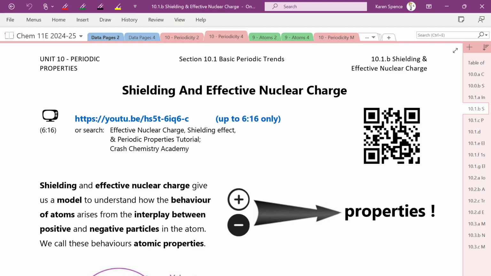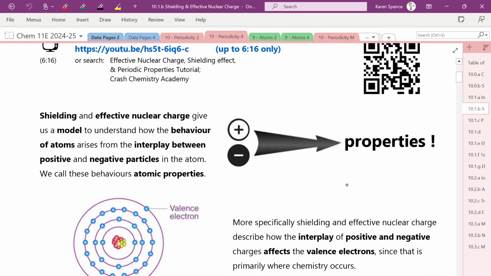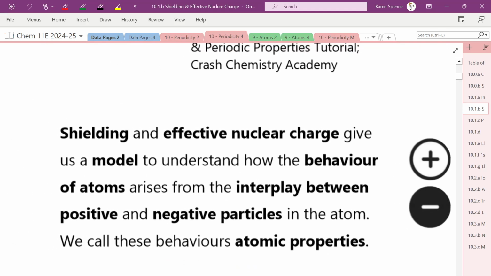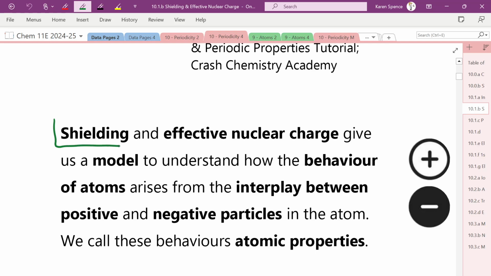Find one? Excellent. Okay, shielding and effective nuclear charge. So shielding and effective nuclear charge basically explain almost all of the periodic properties, because both of these contribute in one way or another to the Coulombic attraction.